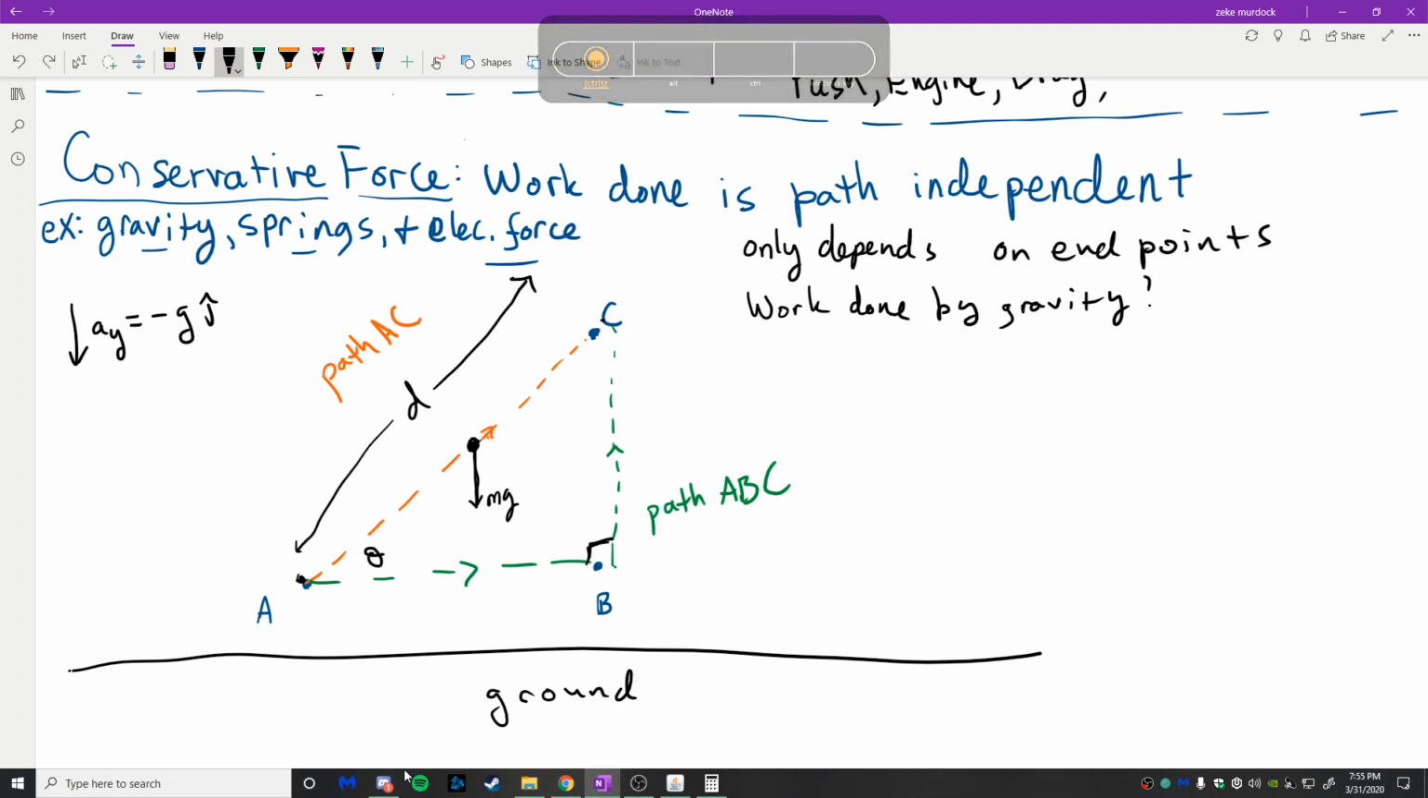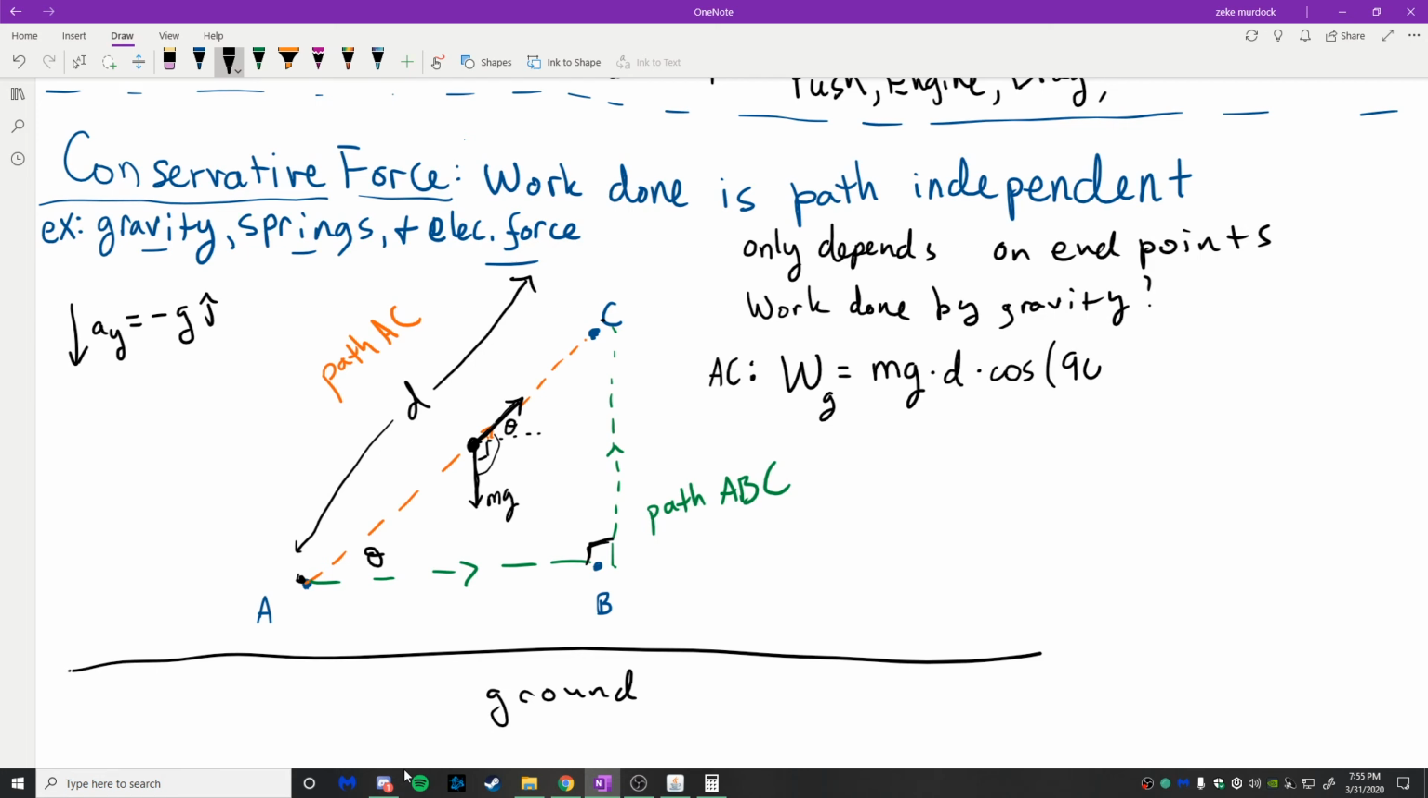In order to find this, we need to know something about the path the object travels along. It's traveling along a path that goes in that direction, and the vector associated with it makes an angle of theta here, and then an angle of 90 here. So for path AC, the work done by gravity is going to be equal to the size of the force, that's mg, multiplied by the distance the object moves, that's d. And then we also need to multiply by the cosine of the angle between the two of them. If the displacement vector goes this way, then the angle is 90 plus theta.